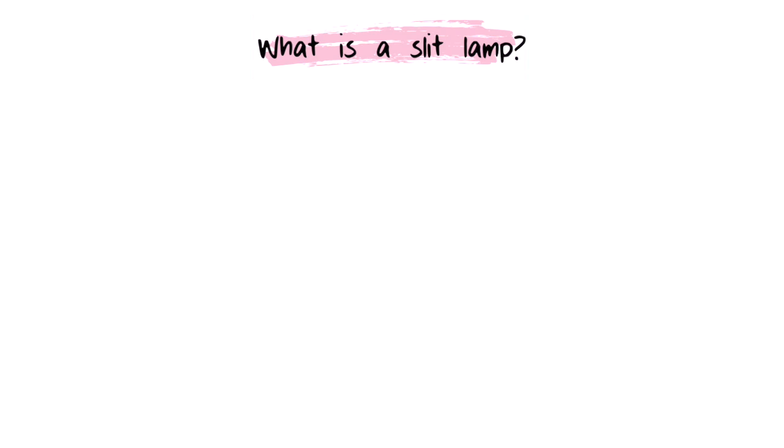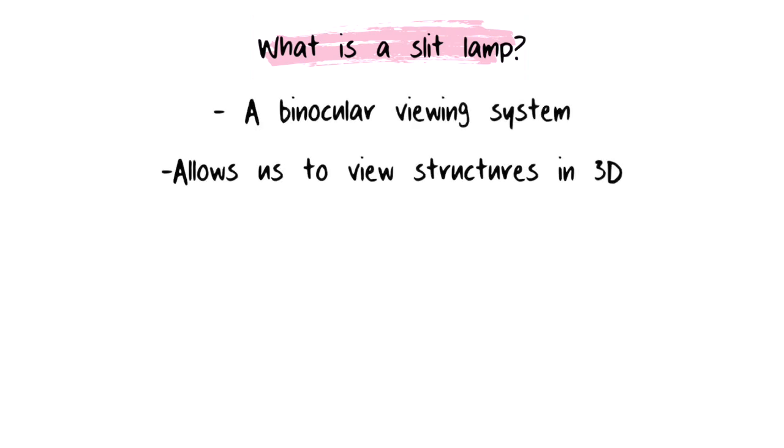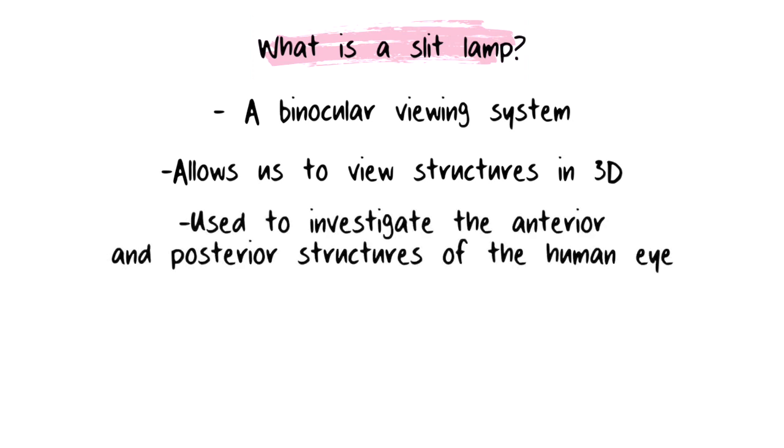Firstly, what is a slit lamp? The slit lamp is a binocular viewing system which allows us to view the structures of the eye both illuminated and three-dimensionally. This is useful to observe the overall health of the eye. It is used to investigate the anterior and posterior structures of the eye that may not be seen naturally.